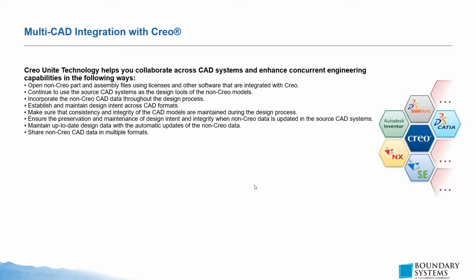So as changes occur, you have other suppliers or other divisions or groups that you're collaborating with in other software. As they make changes and share those back with you, you can easily update your model so you can continue with your original design intent. You don't have to start all over.